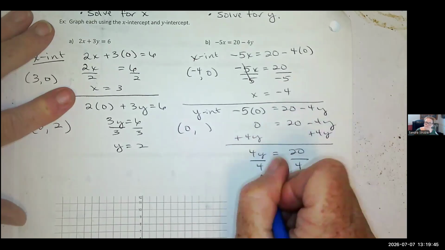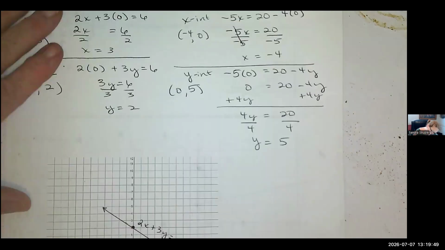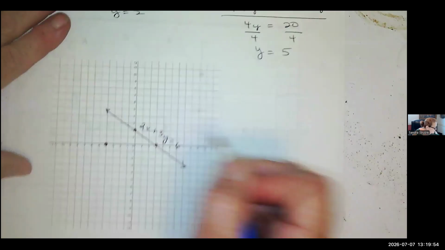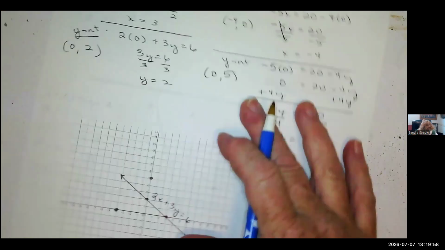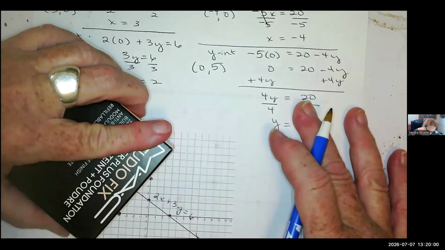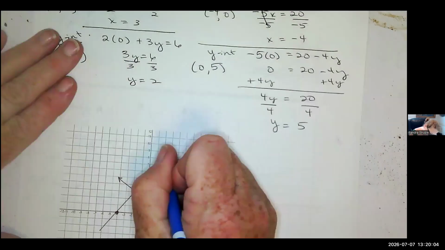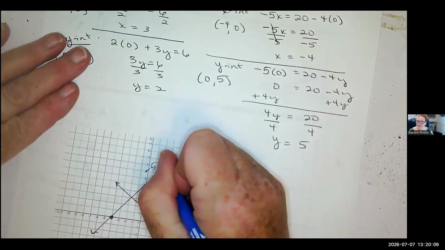So 0, 5. Plot those points, negative 4, 0. We're going to go left. And then 0, 5. Draw your line. And label it. You do not need to write it any differently than how it was already presented.